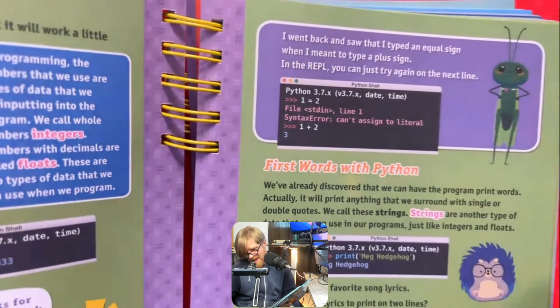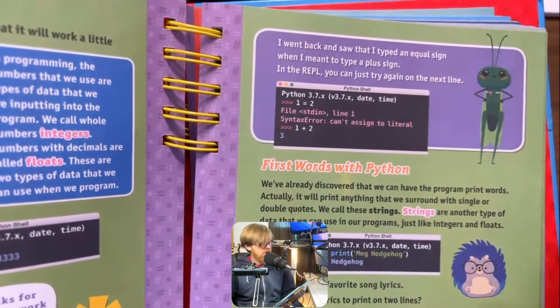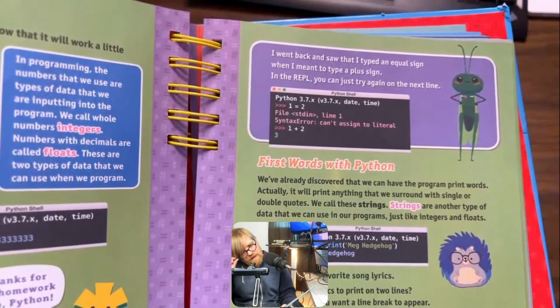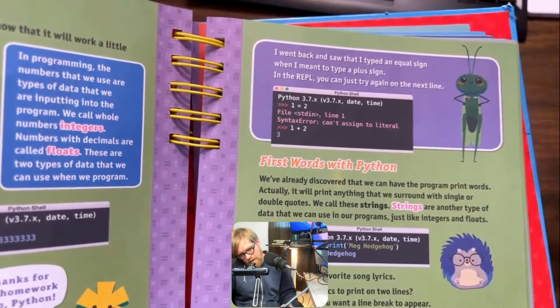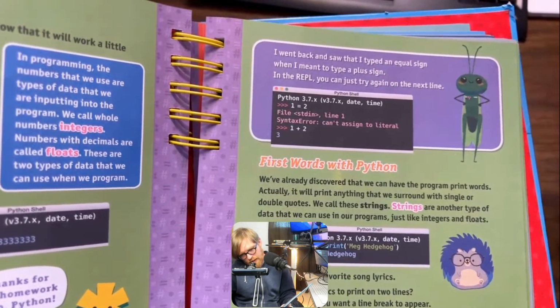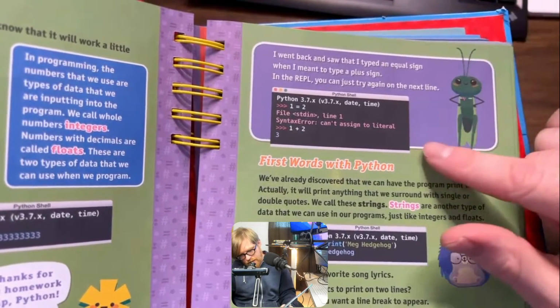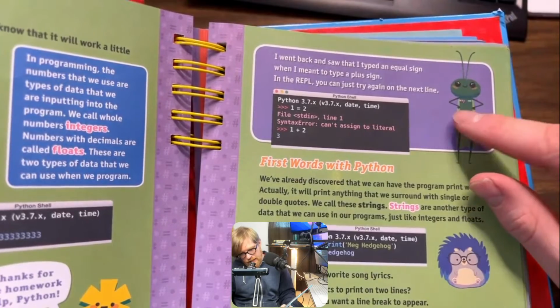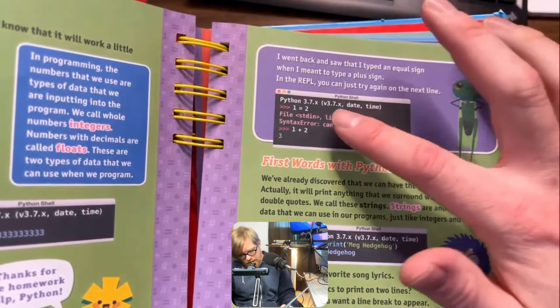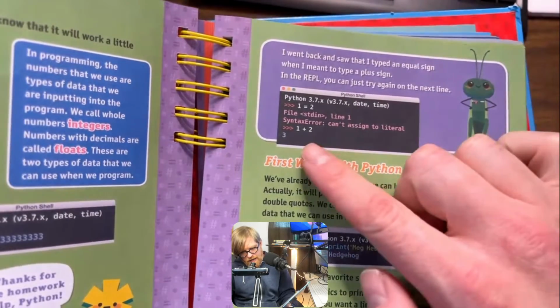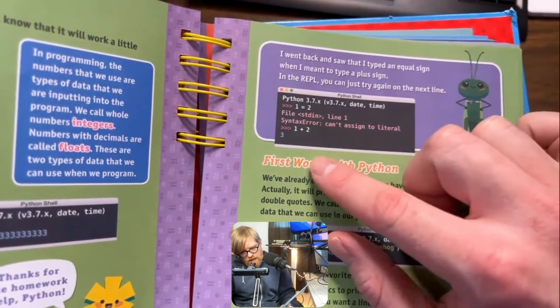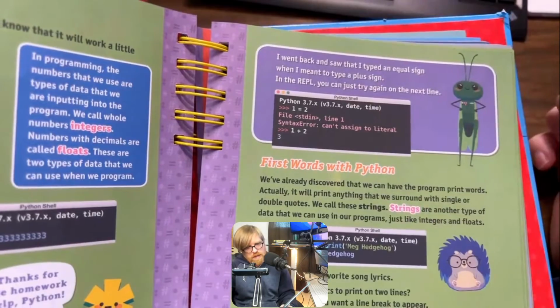Because I think, as we get our own code going here, resolving those errors may be the point that keeps us back from advancing. I went back and saw what I had typed, that I had typed an equal sign when I meant a plus sign. In the REPL, you can just try again on the next line. So 1 = 2, but then on the next line, just 1 + 2 = 3.